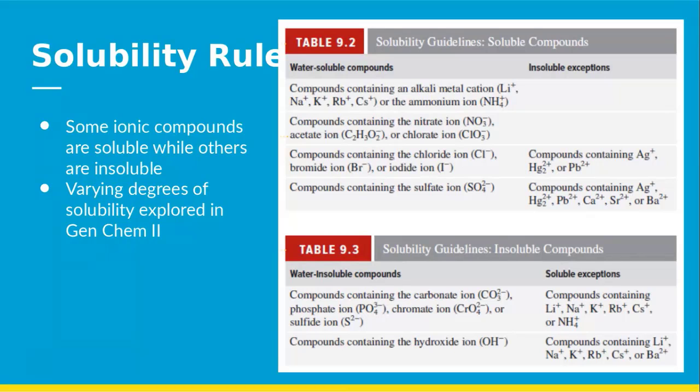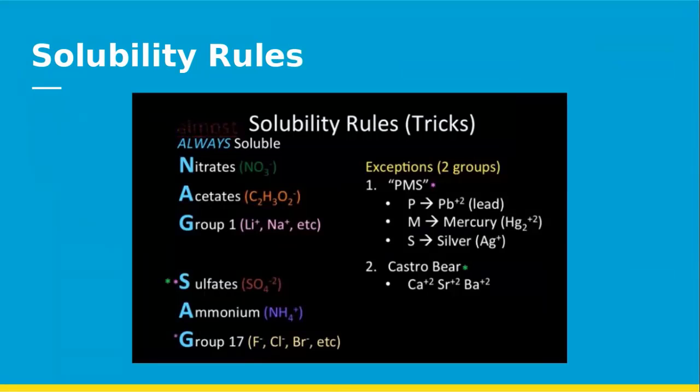There are certain cations, such as the alkali metals, that's group 1A, or the ammonium ion. Whenever those are found along with nitrate, chlorate or acetate ions, that makes the overall compound always soluble. There are some more rules with exceptions, and you can read through those. This is just a short mnemonic you can use for solubility rules. It's like NAG-SAG, and there are exceptions here as well with the sulfates and group 17.